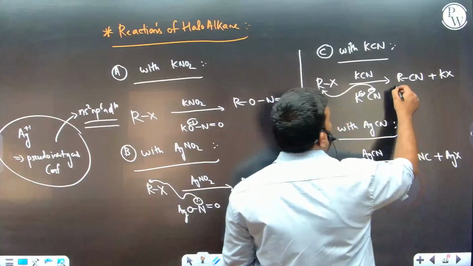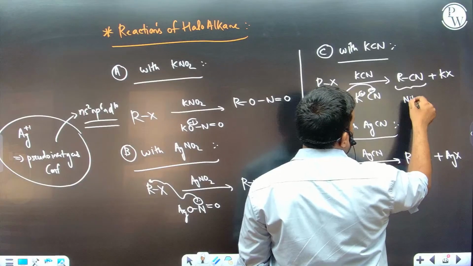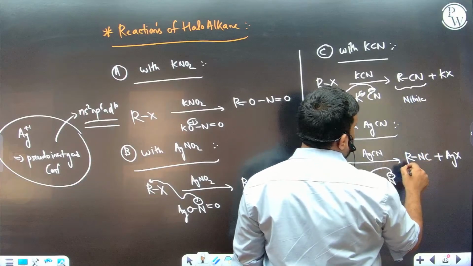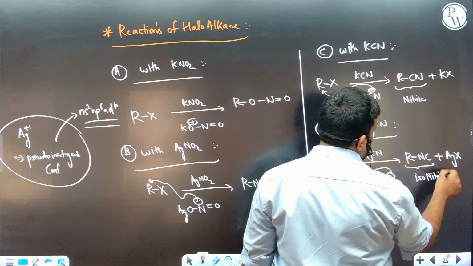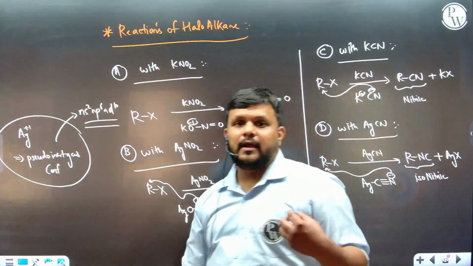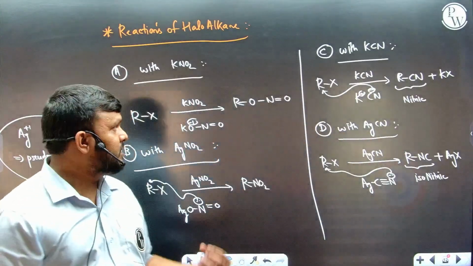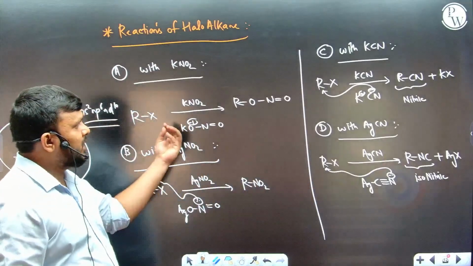So with KCN we are getting cyanide, or you can say nitrile in IUPAC, and with AgCN we are getting isonitrile or isocyanide as the product. So this is the reaction of haloalkane with all the three: KNO2, AgNO2, KCN, AgCN.